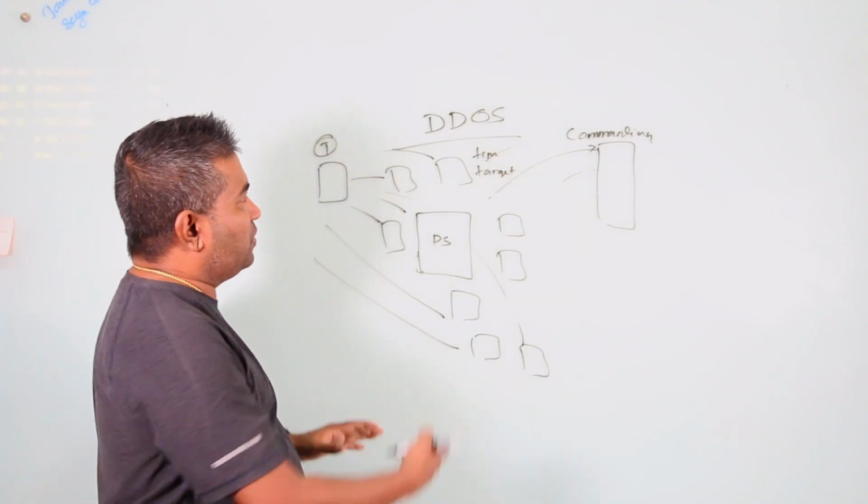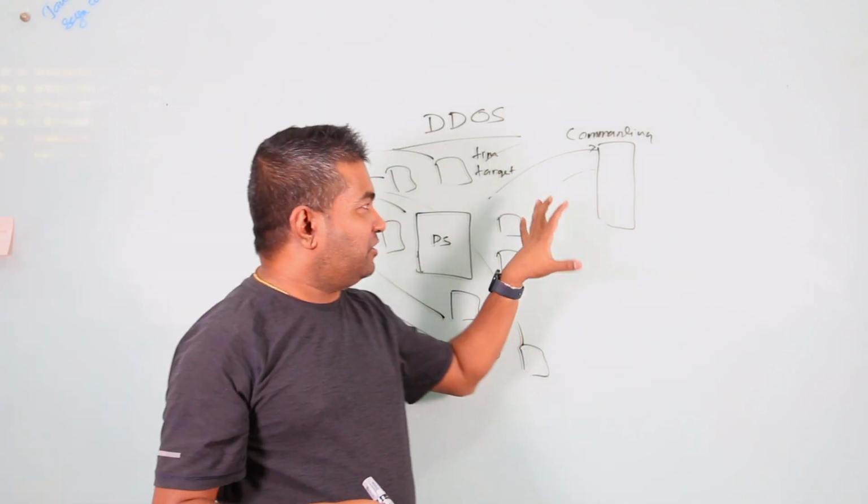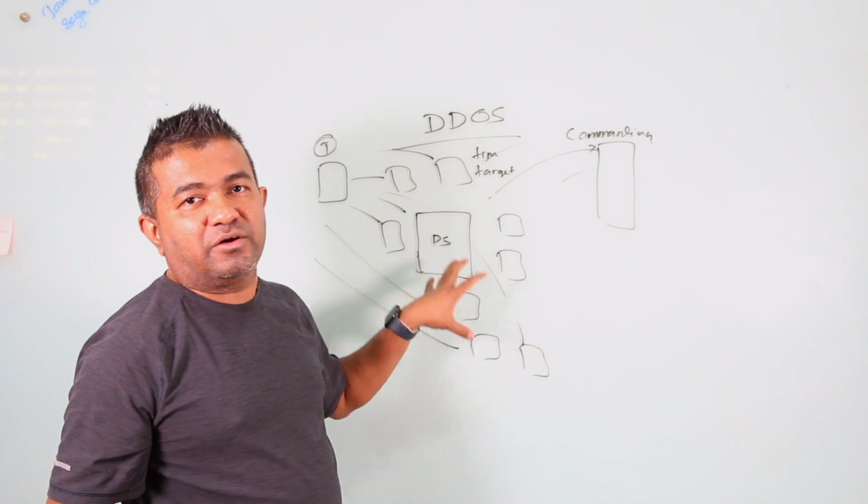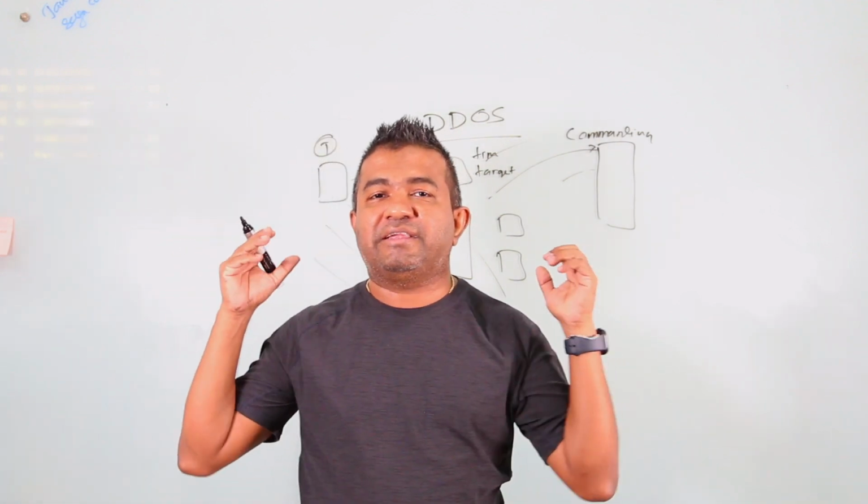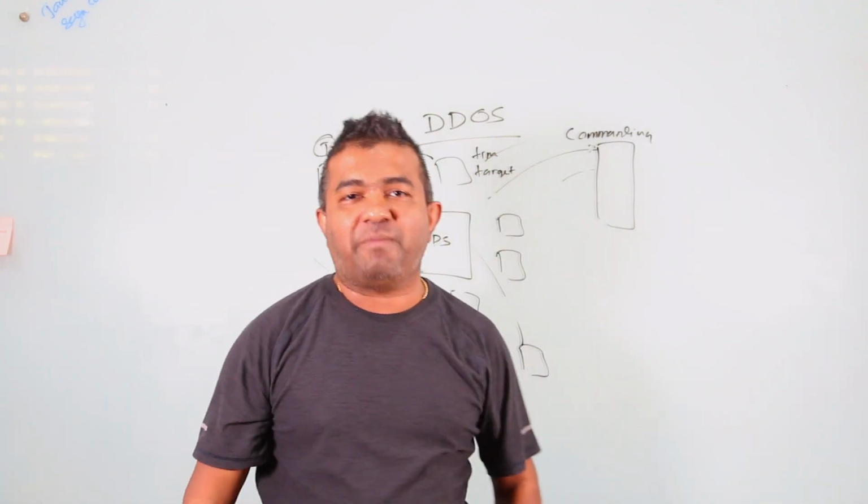I generally try to explain what DoS is and what DDoS is. DDoS is nothing but a collection of an army, also known as a botnet, attacking a single destination. Who controls that? The commanding server.